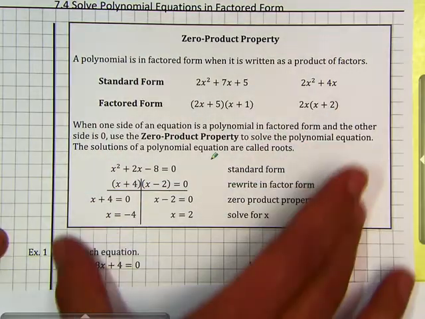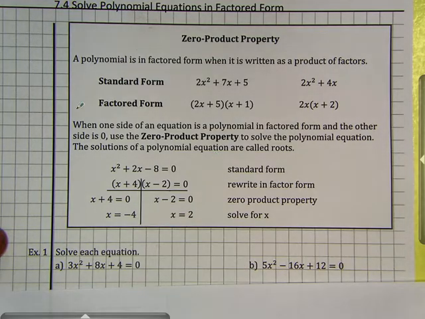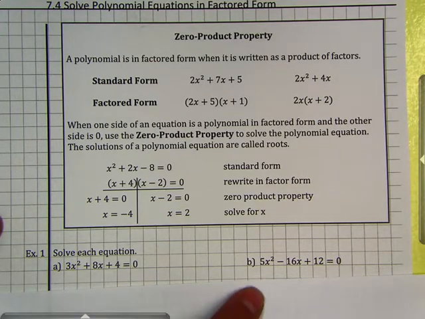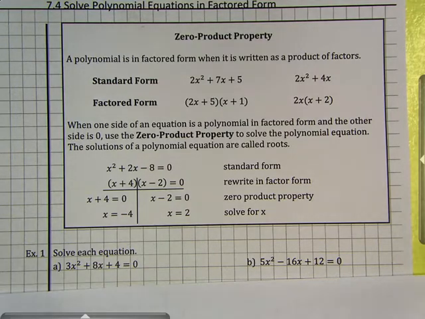Then you should have your cutout at this point, so go ahead and glue it, and then write example number 1, A and B, and we'll start once you guys are ready. Okay, go ahead and pause it, and we'll start once you're ready.